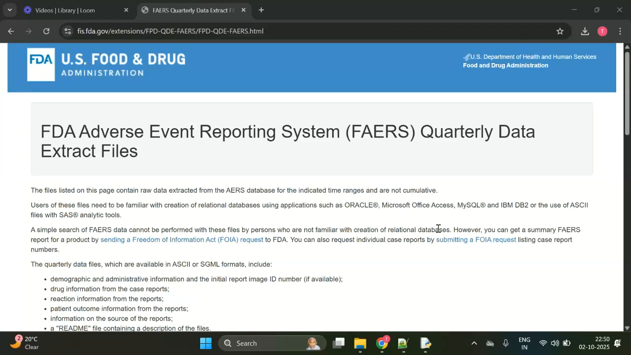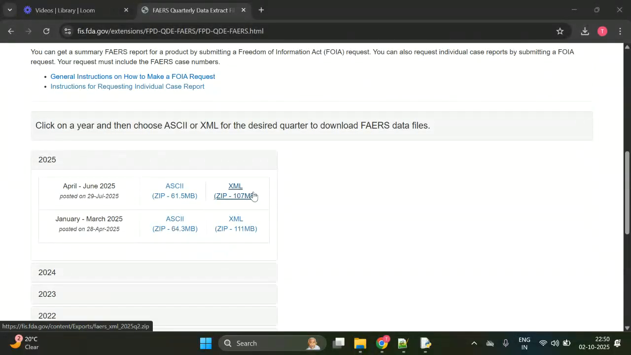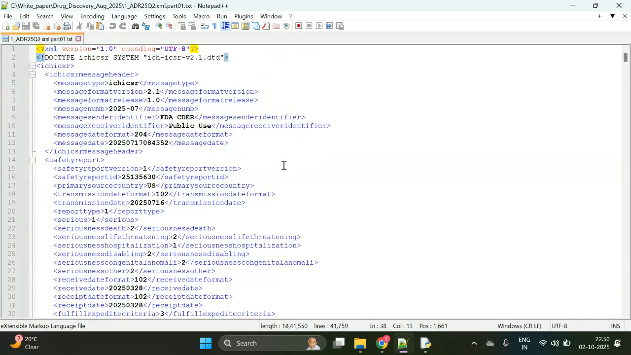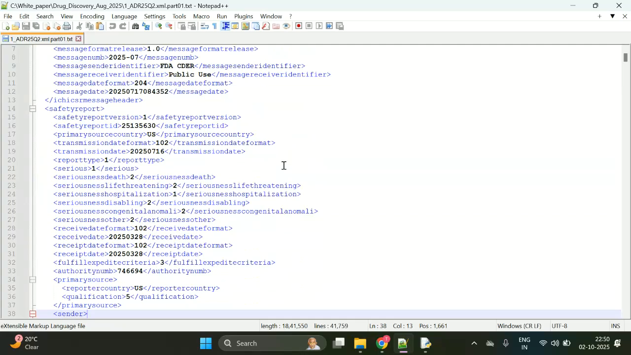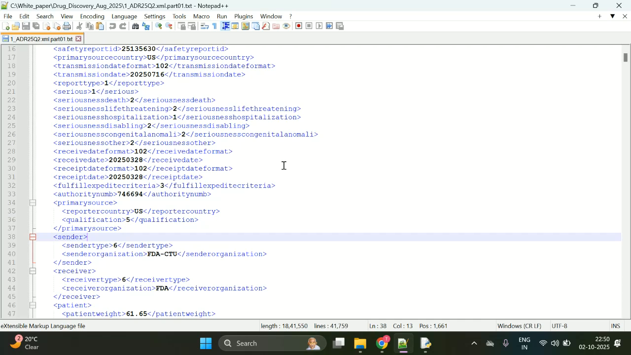Let me first acquire the raw adverse event data. Here I'm opening the FDA website and navigating to the quarterly data extract section. These files contain publicly available safety reports. I have downloaded one of them and let's take a look inside. As we can see, each file holds hundreds of ICSR E2B R2 XML cases. These are individual adverse event reports. This is the source data we will be working with for our demo. Now, let's move to the data extraction step.